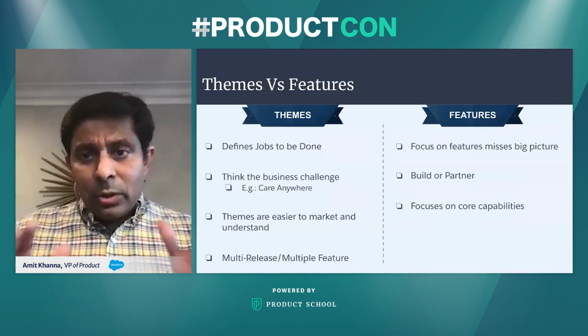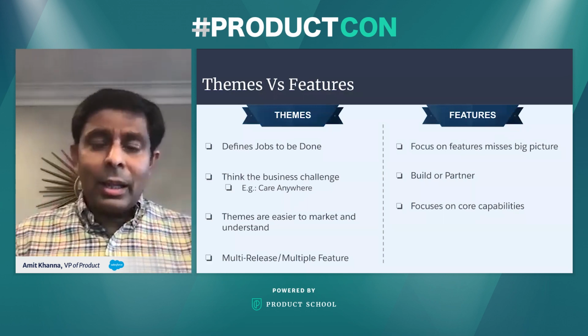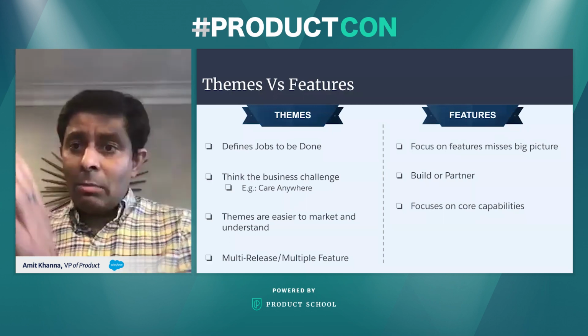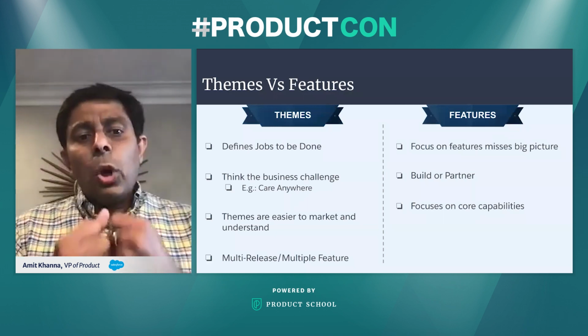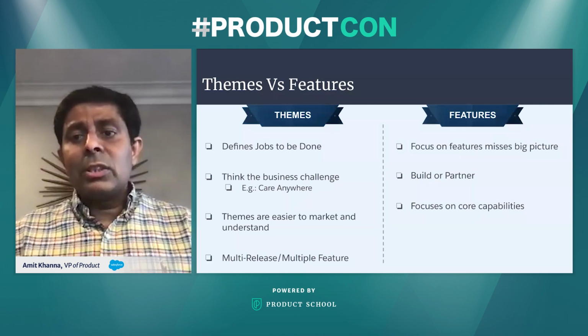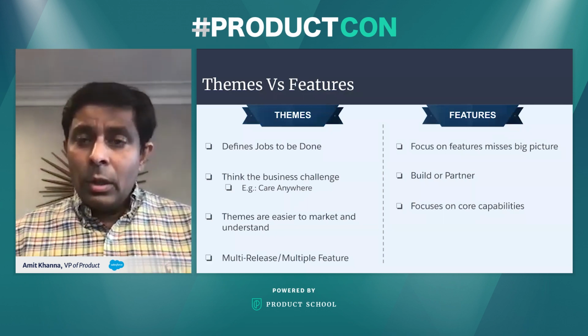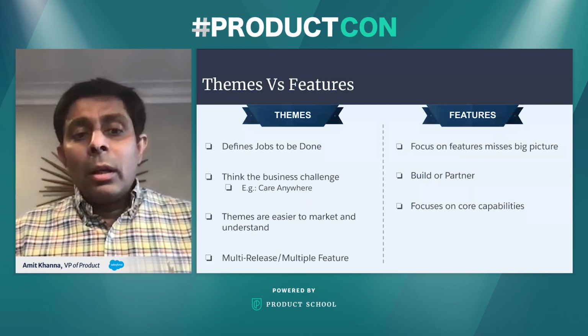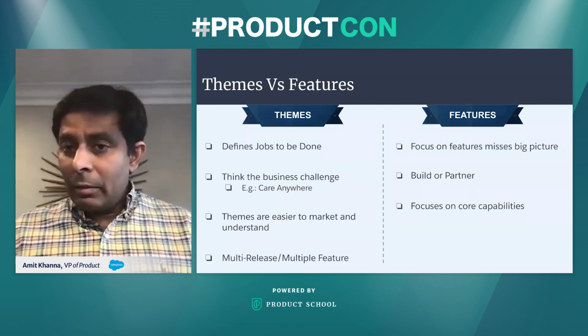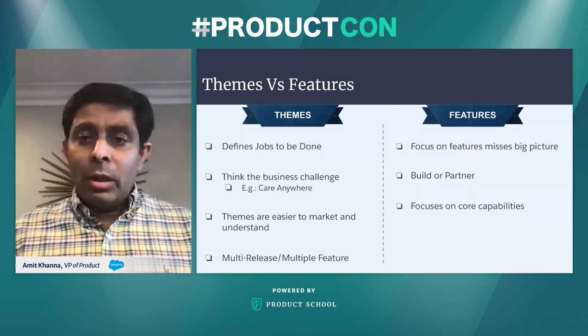So let's try to see what it means, and then we'll take an example to understand the vision, the theme, and the features. What is a theme? A theme can be defined as jobs to be done. Take an example of a business challenge in healthcare. We all are customers of healthcare. We all are patients at some point in time. We want to deliver, let's say, care anywhere. So you can meet a doctor anywhere you want.